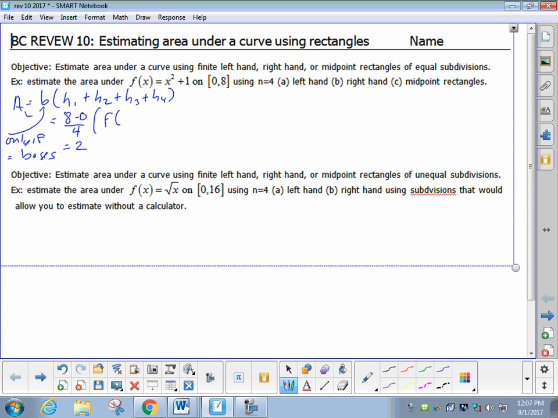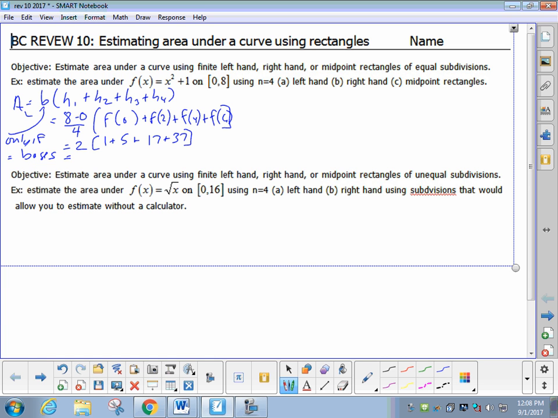Height 1 is the function at what value? Using left-hand rectangle, 0. Okay, so the first height is f at 0. The next is f at 2, 4, and 6. That part is usually graded pretty hard on the AP test. You must communicate where you're getting your values. Don't just give me values. f at 0, f at 2, f at 4, and f at 6.